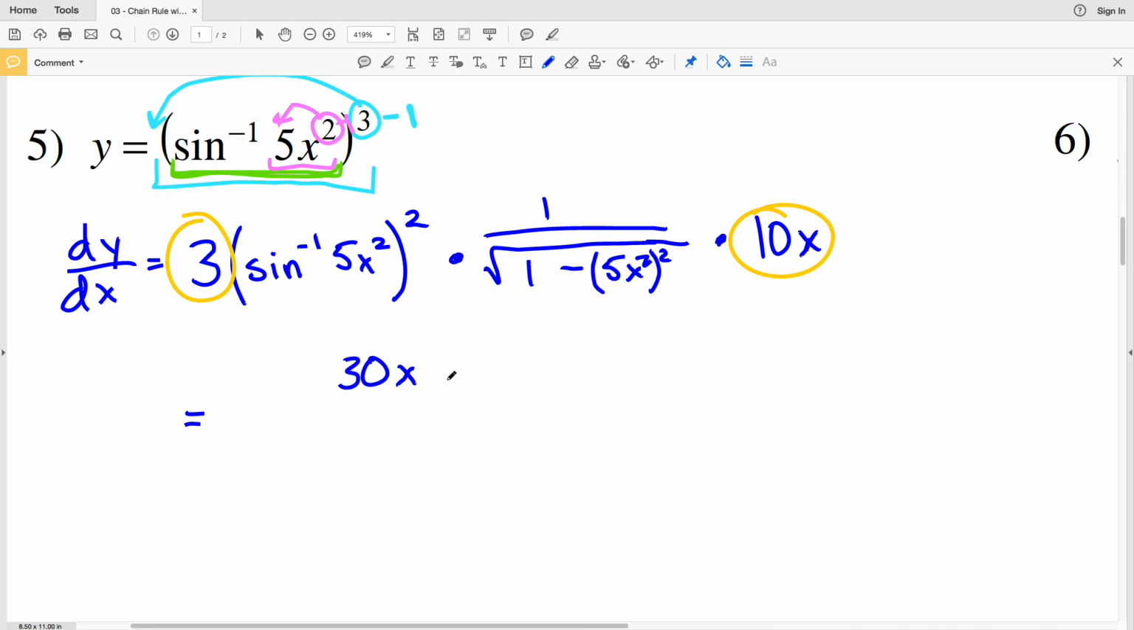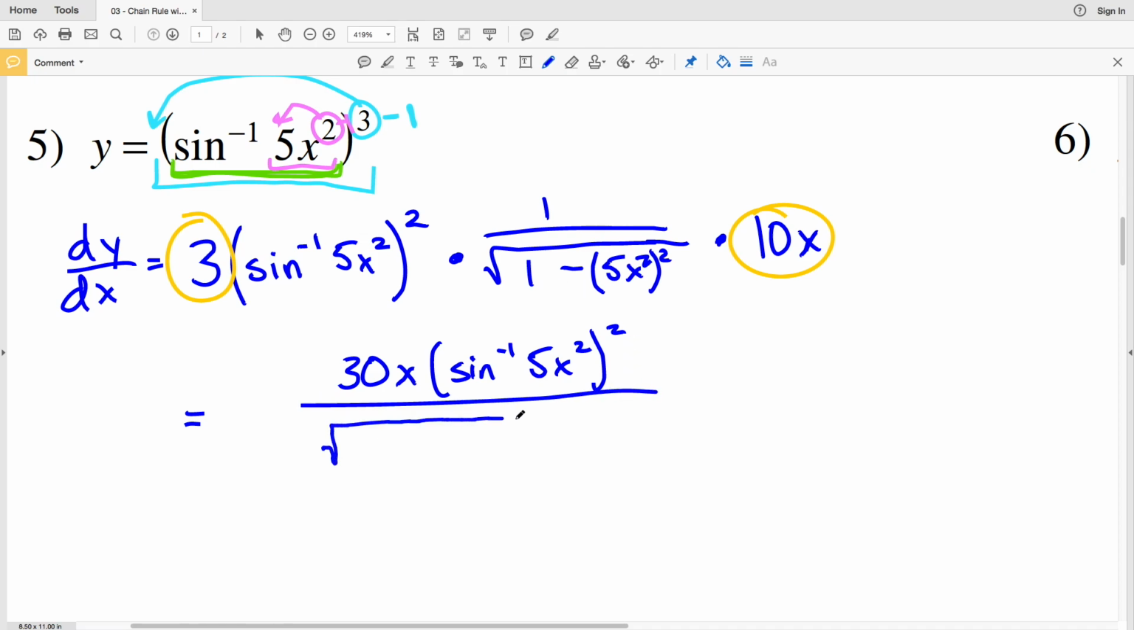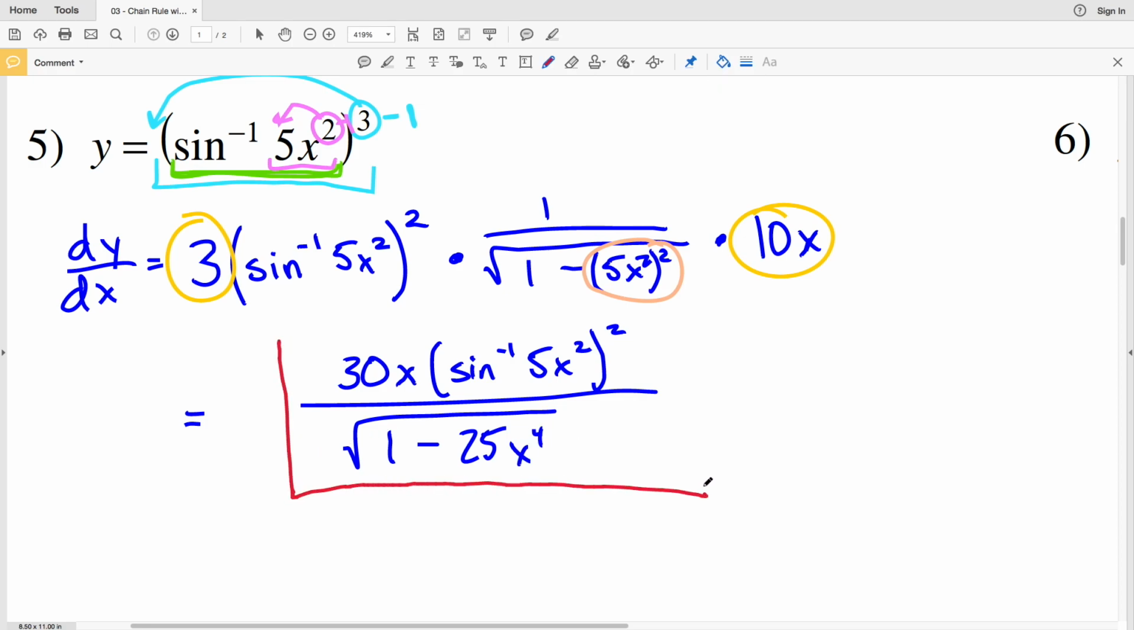So I'll have 30x times the inverse sine of 5x squared, and that's all over my denominator of the square root of 1 minus, now I'll expand out 5x squared. 5 squared is 25 times x squared is x to the fourth. And that's my solution in number 5. 30x times the inverse sine of 5x squared divided by the quantity, the square root of 1 minus 25x to the fourth.